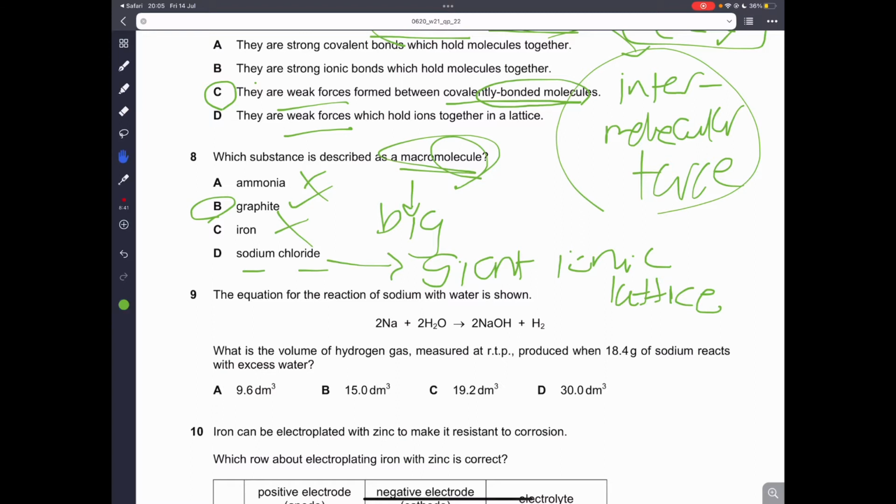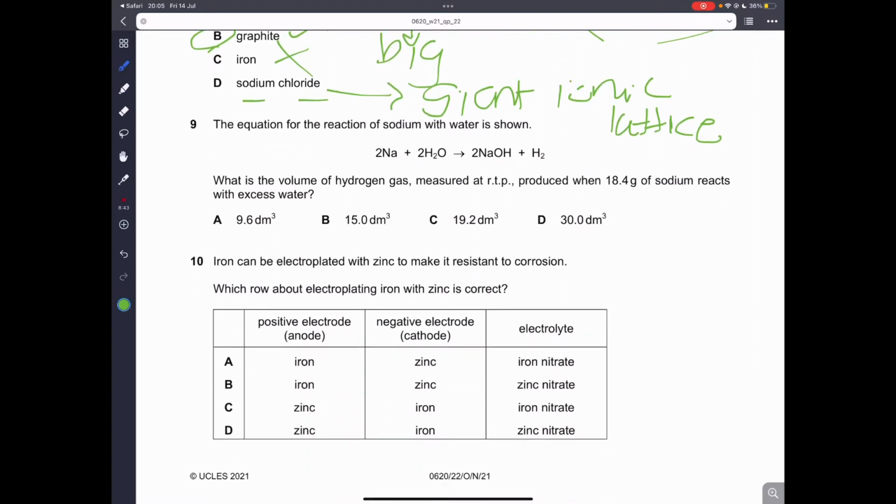Okay, question number 9. The equation for the reaction of sodium with water is shown. What is the volume of hydrogen gas measured at room temperature when it is produced when 18.4 grams of sodium reacts with excess water? Okay, so for this question, we have to find the volume of hydrogen gas, which is measured at room temperature. So they give us the mass of sodium, with the excess water. So we have to find the volume of hydrogen gas.